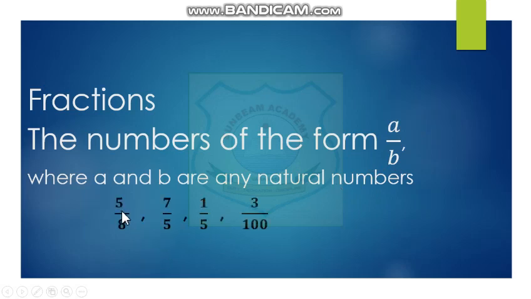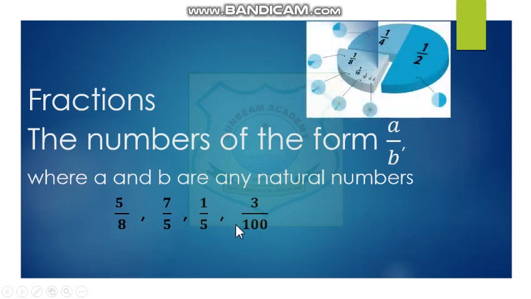5 by 8, as you can see, 5 is a natural number, 8 is also a natural number. All numbers starting with 1, 2, 3 and so on, all counting numbers, are called natural numbers. So 5 is a natural number and 8 is also a natural number. So 5 by 8 is in the form of a by b, so it is a fraction. You can see various examples of fractions. Now you can see the picture showing the fraction.